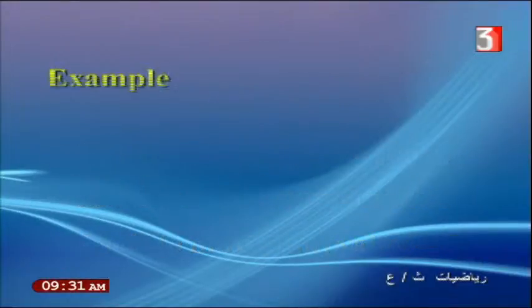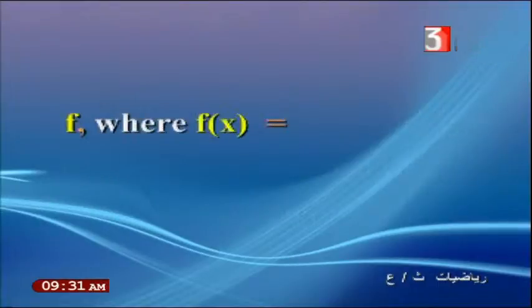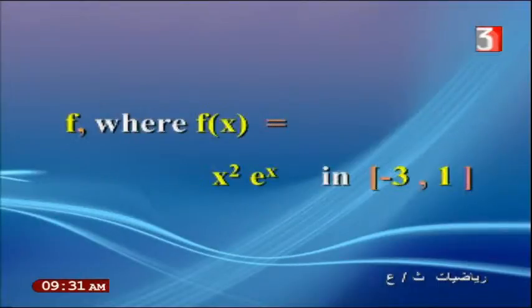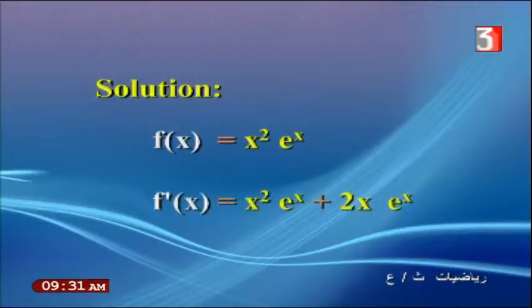Another example. Find the absolute maximum and the absolute minimum values of the function f of x equals x power 2 multiply e power x in the closed interval negative 3 and 1. f of x equals x power 2 times e power x is the multiplication of two functions. Then f dash x equals the first function times the derivative of the second, x power 2 multiply e power x, plus the derivative of the first, which is 2x multiply the second function e power x.